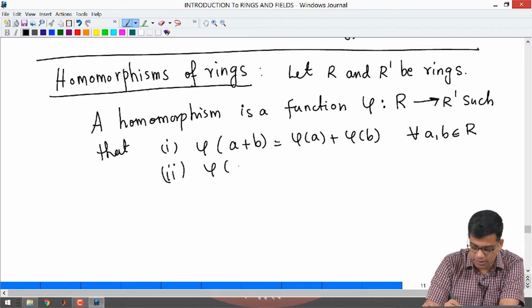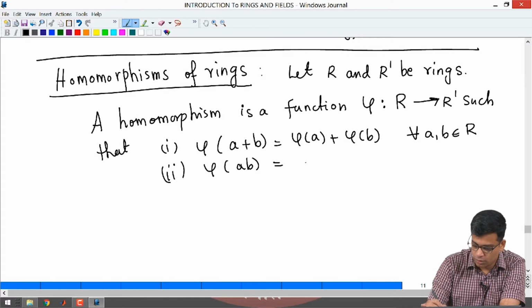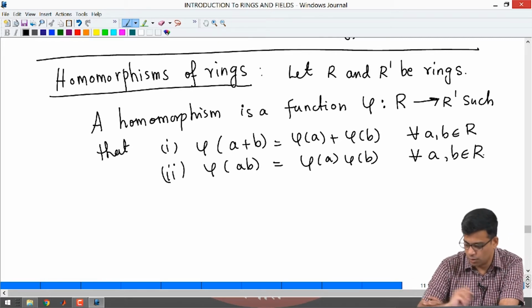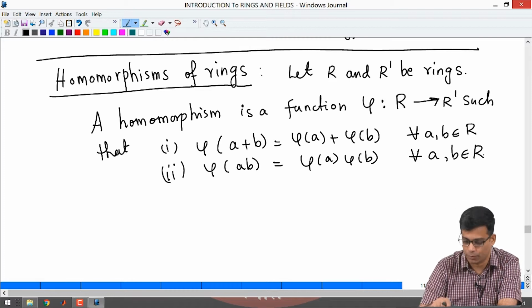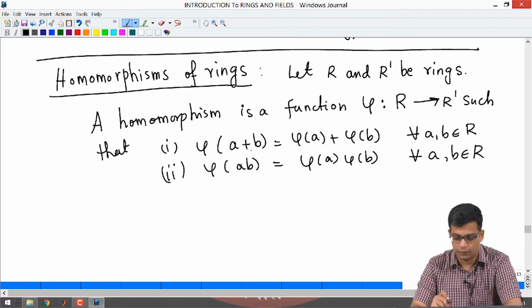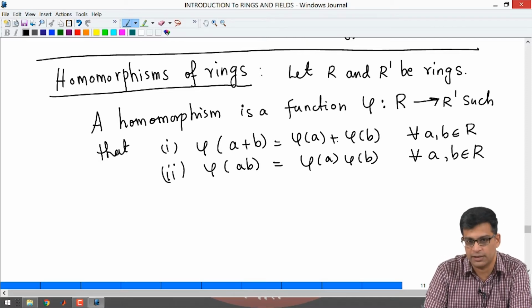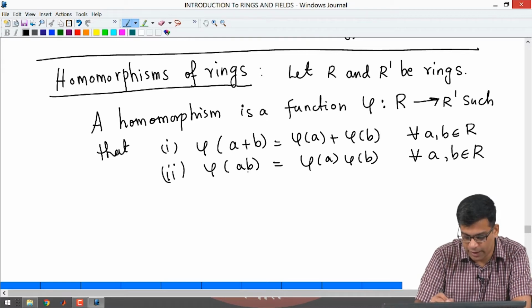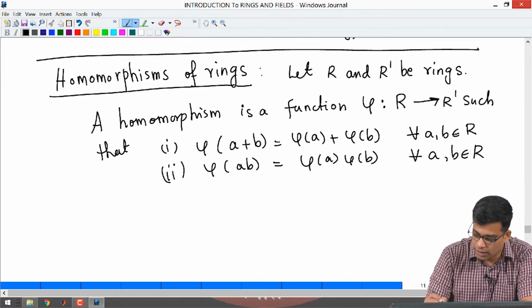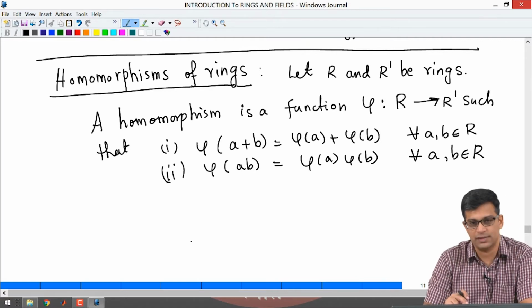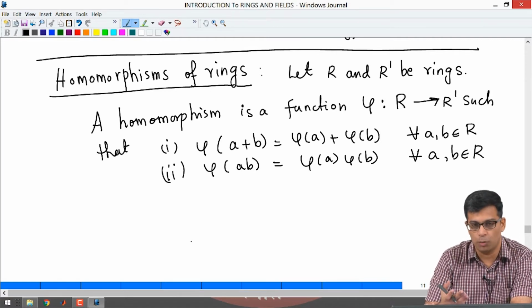The second property is, if you multiply them first in R and then take the image, that should be the same as taking the image and then multiplying inside R prime. Here you have to be careful. The plus on the left hand side is plus in R, the plus on the right hand side is plus in R prime. Similarly, when I write A B here, I am multiplying in R, here I am multiplying in R prime, because R and R prime are rings, they have their own multiplication and addition. These properties look very similar to group homomorphism properties.